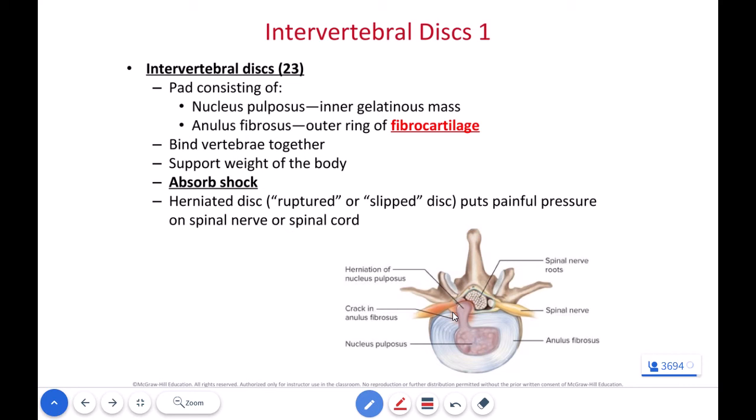In the center of the intervertebral disc, we have the nucleus pulposus. And as we look at the nucleus pulposus, this is going to be the gel lining of our shock absorber. Another analogy I've heard and used for intervertebral disc is a jelly-filled donut. We have the fibrocartilage on the outside, and we have the goo on the inside. The goo is going to be that nucleus pulposus.